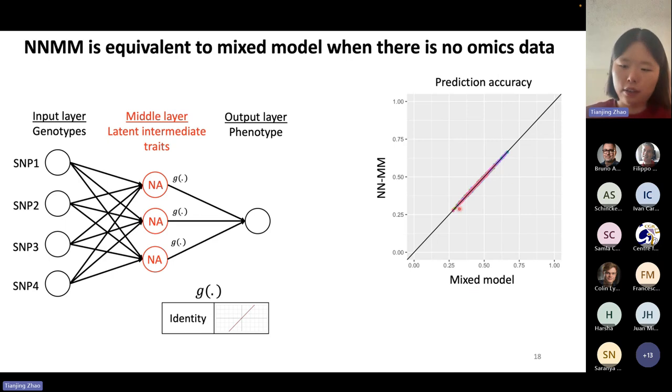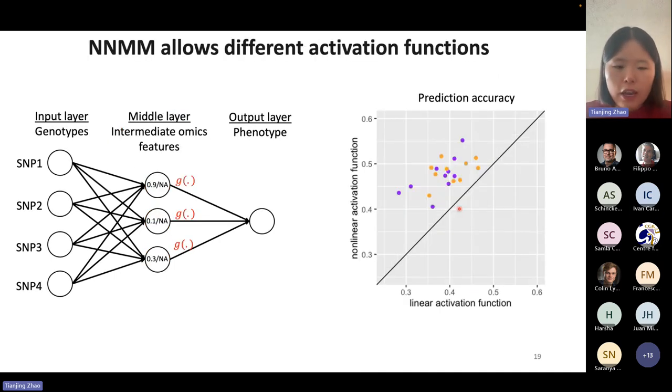So they are identical. And also, as I mentioned here, we allow the nonlinear function G between the middle layer and the output layer. And here is just one example where using a linear activation function is worse than using a nonlinear activation function. So here is also the prediction accuracy.